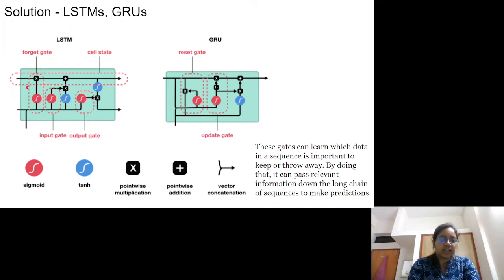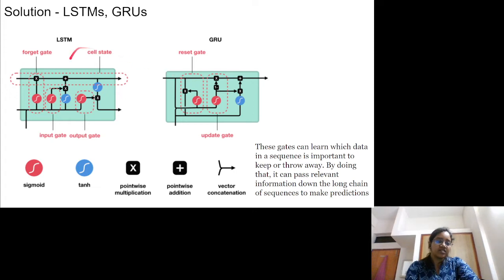And there are four gates basically: forget gate, input gate, output gate, and there is another gate. I'll go through them. So 3 or 4 gates, the different variations of LSTMs use different numbers of gates. Here we'll see that 4 gates are used in the LSTM, and each of these gates has a different purpose. These gates can learn which data in a sequence is important to keep or throw away. By doing that, it can pass relevant information down the long chain of sequences to make predictions. So that's what I said in a nutshell.